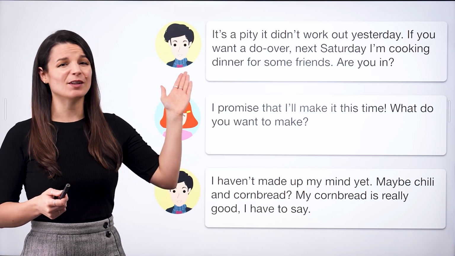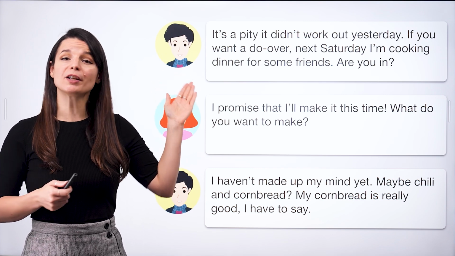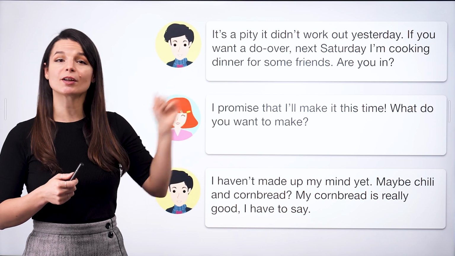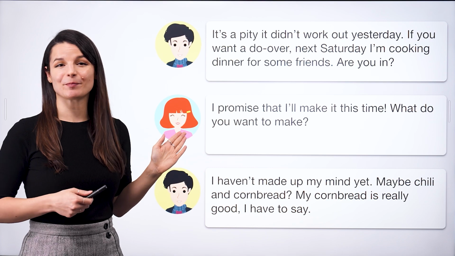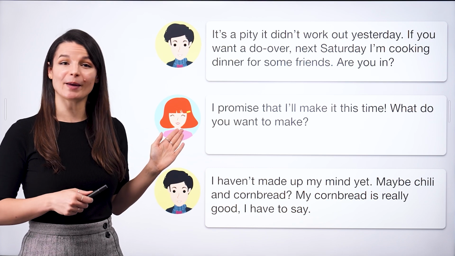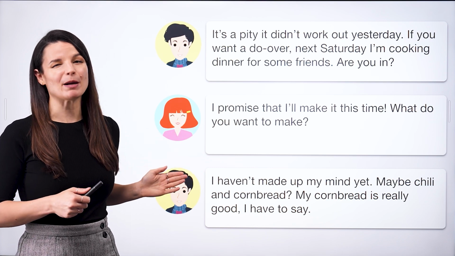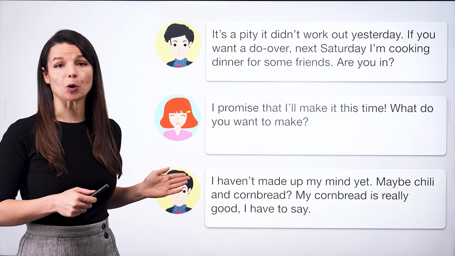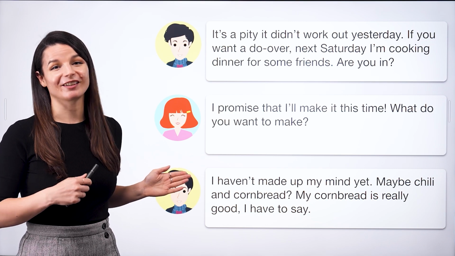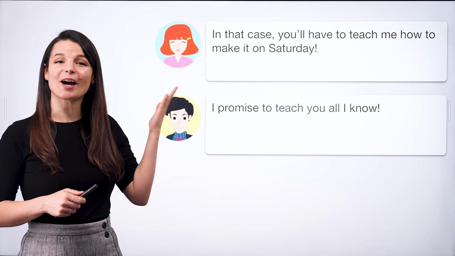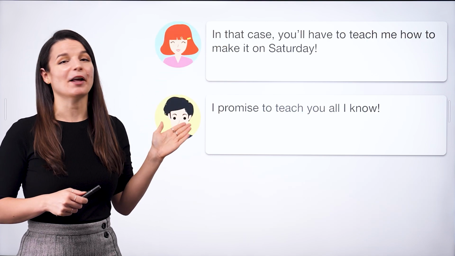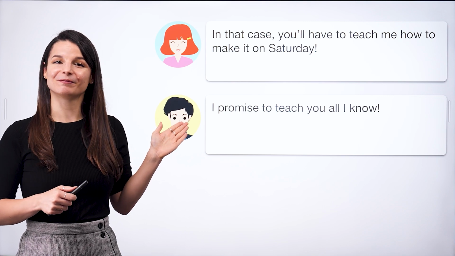It's a pity it didn't work out yesterday. If you want a do-over, next Saturday I'm cooking dinner for some friends. Are you in? I promise that I'll make it this time. What do you want to make? I haven't made up my mind yet. Maybe chili and cornbread? My cornbread is really good, I have to say. In that case, you'll have to teach me how to make it on Saturday. I promise to teach you all I know.